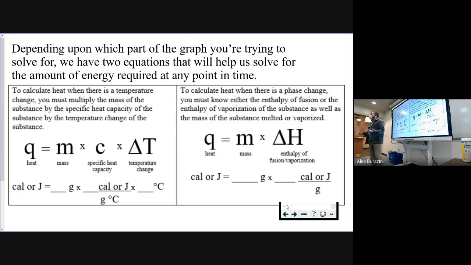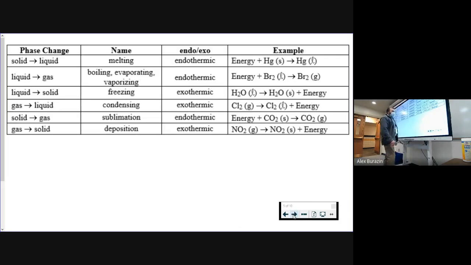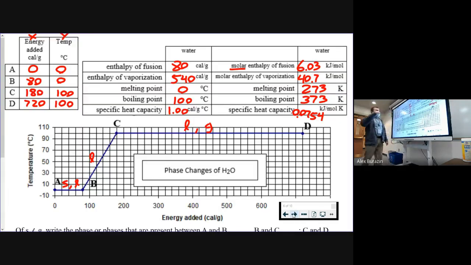We also have an enthalpy of vaporization. That's talking about the other phase change, going from liquid to gas or gas to liquid, boiling, condensing. So we have two values for that: one for the lower plateau, one for the upper plateau.